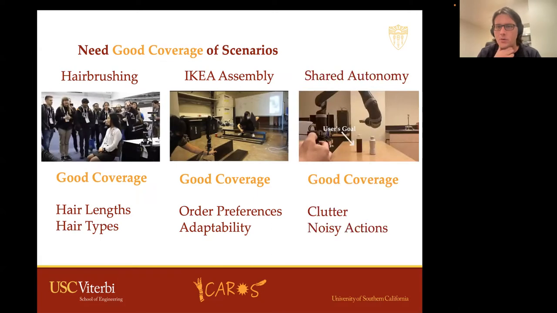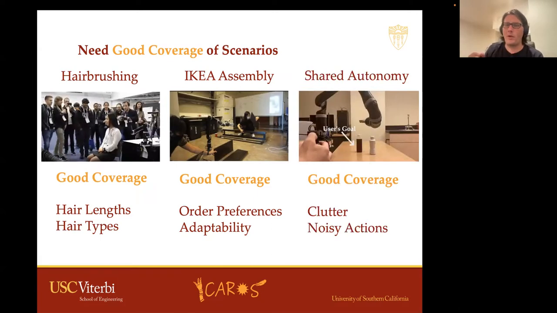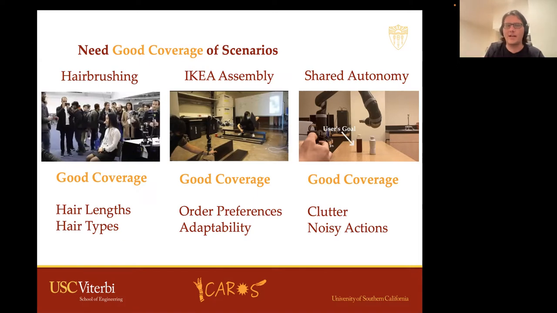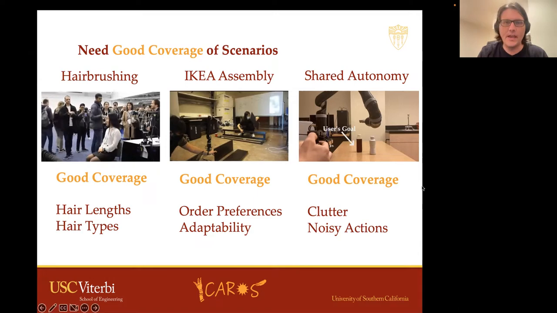And then we've also done some work on shared autonomy, where you have a joystick and you just can nudge the end effector in a certain direction. The robot figures out what you want to pick up and helps you pick up that object. And that needs to work in really cluttered environments, but also really spread out environments. And also it needs to be able to handle different amounts of noise in the actions, because we're not all as good at using a joystick as everyone else.